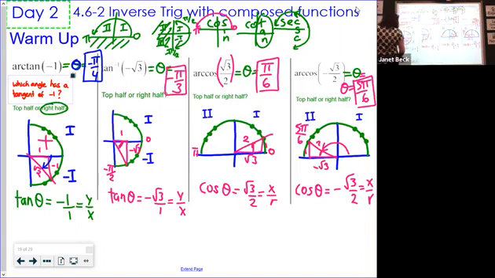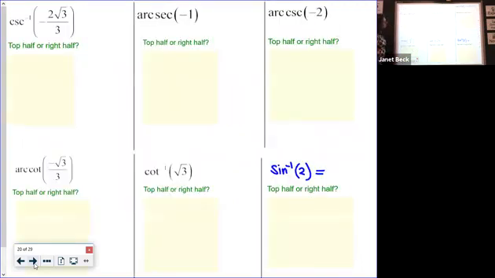Let's try some more difficult ones, where we're trying to hide it, trying to make it look more difficult. So here's 6 more. Pause your video and give this a go if you're watching this by video. Choose at least 3 of them.